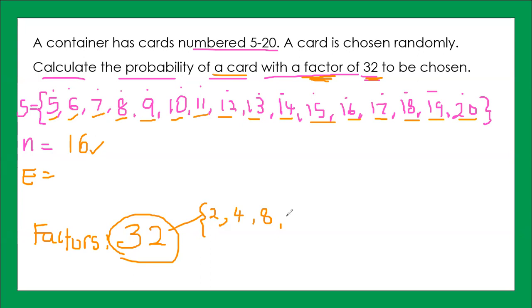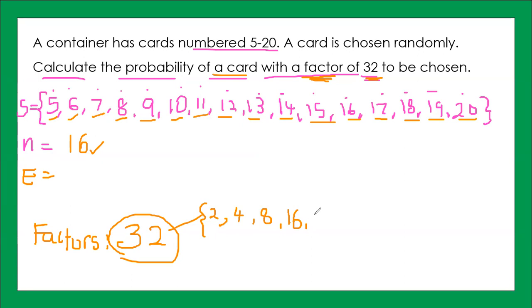Can you now tell me more factors? Is 9 a factor of 32? Cannot. No, it's not a factor. Is 10 a factor of 32? No. 11? No. 12? No. 13? No. 14? 14 plus 14 is 28. It's not a factor also. 15? No. 16. Does it ring a bell? Can, right? 32 divided by 16. So 16 is a factor of 32.